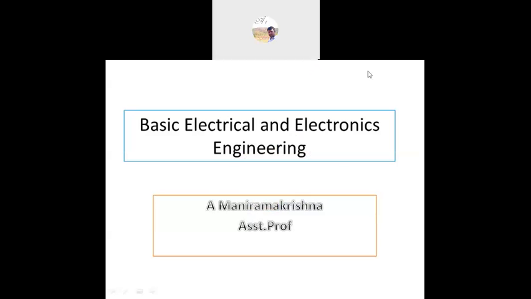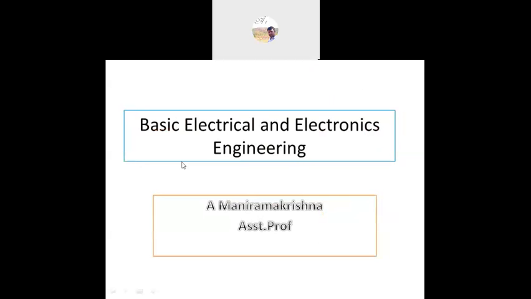So in the previous sessions, we discussed AC fundamentals along with sine wave generation. From the simple loop generator, we derived how a sine wave is generated for AC. That we have discussed, and now we will see the practical.